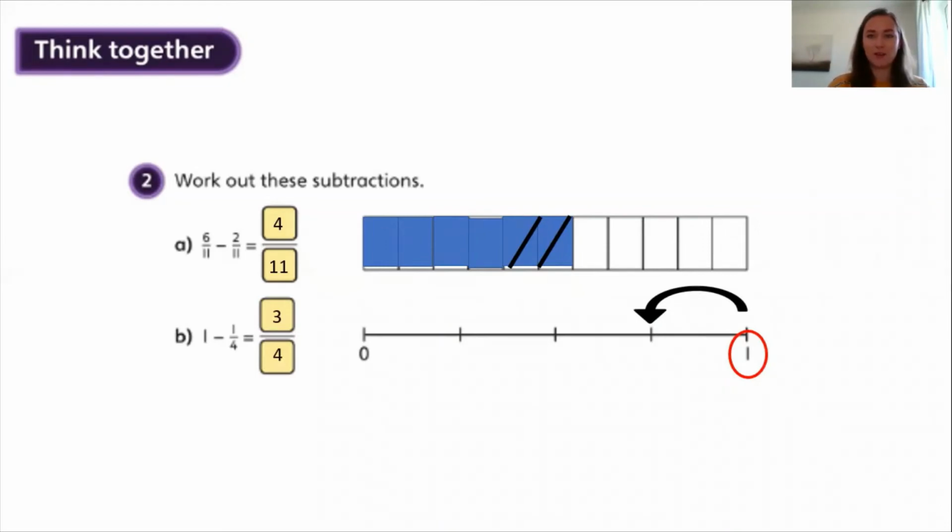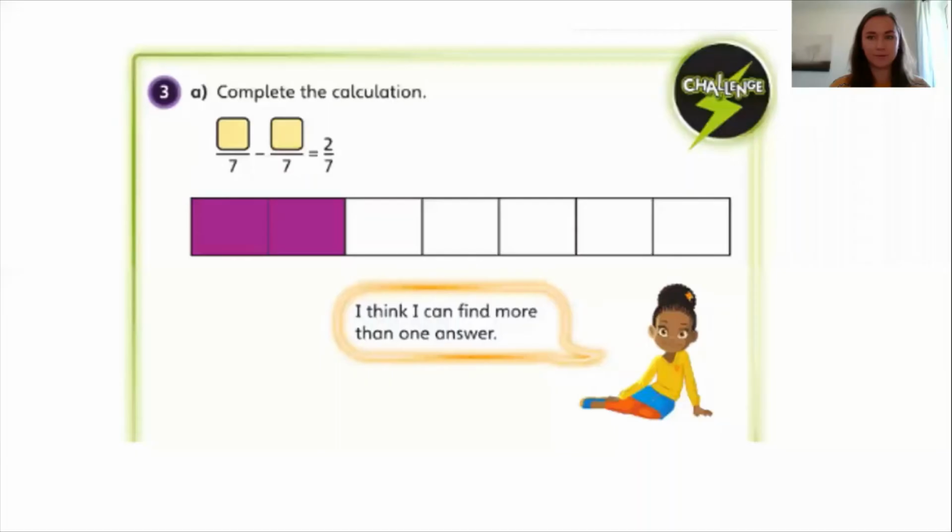Well done if you got those right. If not, just go back and have another look at them. Can you make some corrections yourself? Okay, same as yesterday. If you are somebody who would like to go straight onto your Green Power Maths book, today we are working on page 24.